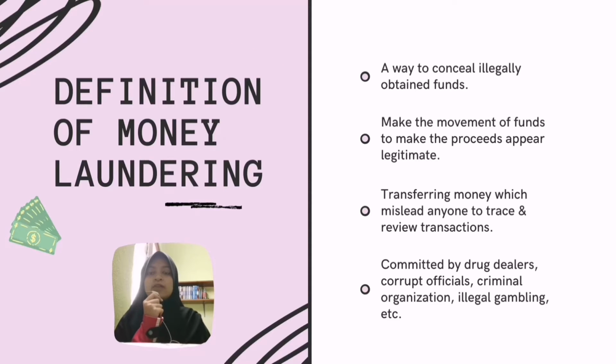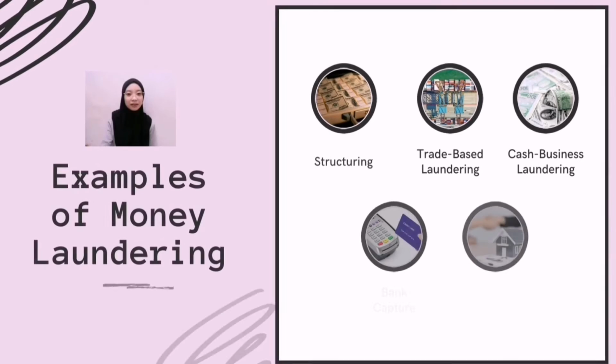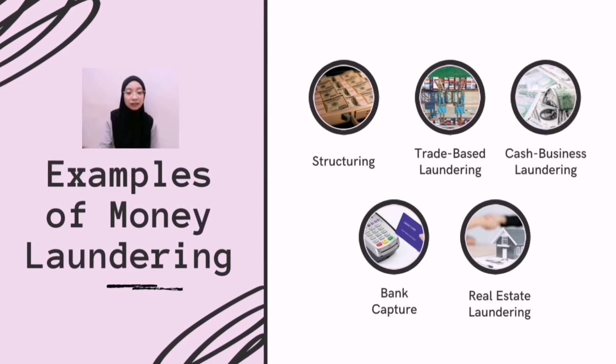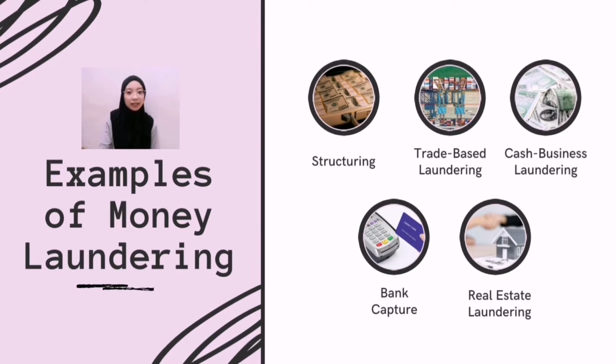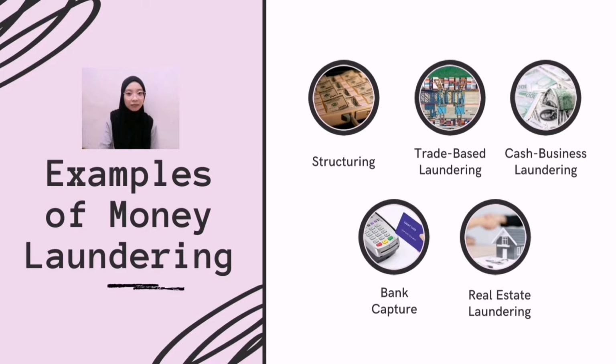The parties that commit money laundering are usually drug dealers, corrupt officials, criminal organizations, illegal gambling, and so on. Examples of money laundering: Number 1 is structuring. Number 2 is trade-based laundering. Number 3 is cash business laundering. Number 4 is bank capture. And number 5 is real estate laundering. So we will go through further to the next slide.